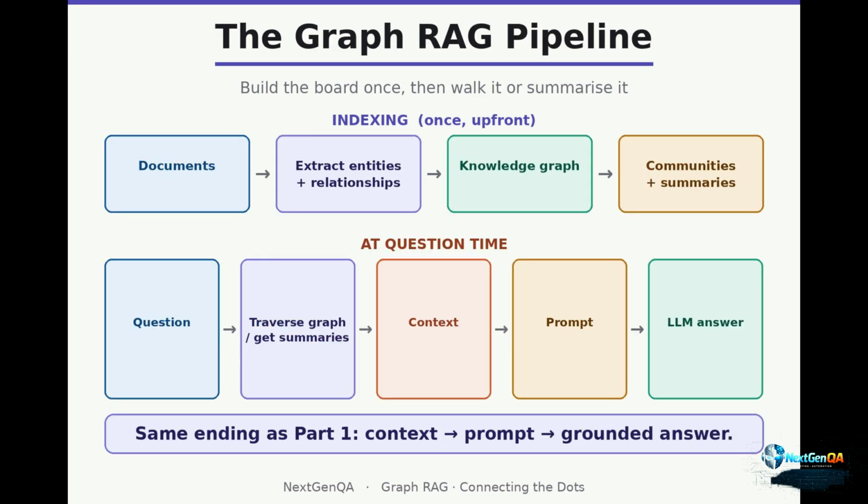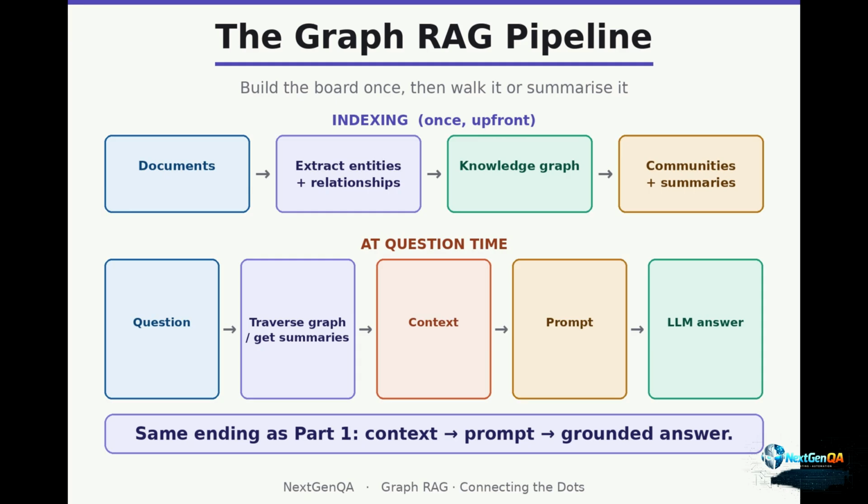The GraphRAG pipeline. Let me give you the whole GraphRAG journey in one line, and you will see it reuses everything you already know. Ahead of time, in the indexing phase, your documents are read by an LLM, which extracts entities and relationships to build a knowledge graph, and then groups nodes into communities with summaries.